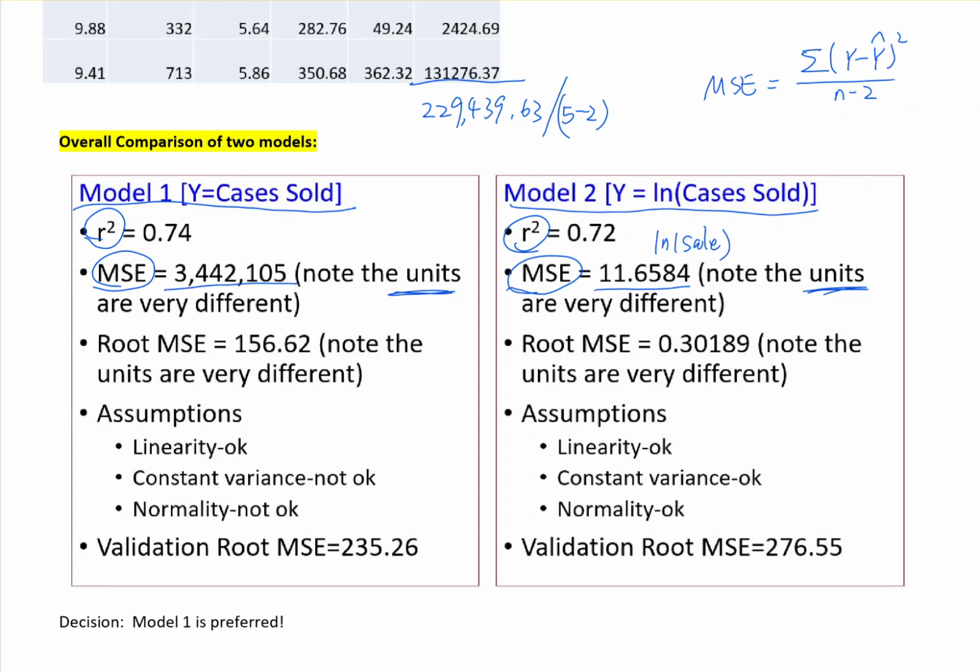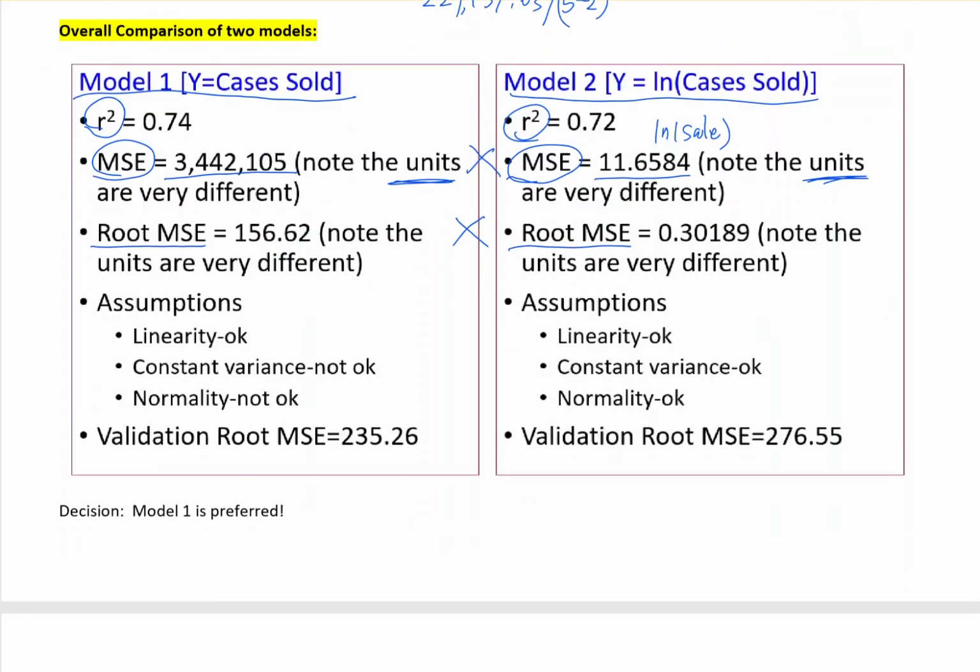You cannot compare, let's say, 100 centimeters with 1 meter, right? So we don't say 100 centimeters is higher than 1 meter because 100 is larger than 1, because they have different units. So you cannot compare them with different units, right? So for this case, we cannot compare MSE because they don't have the same units. Of course, the same thing, we cannot compare the root MSE.